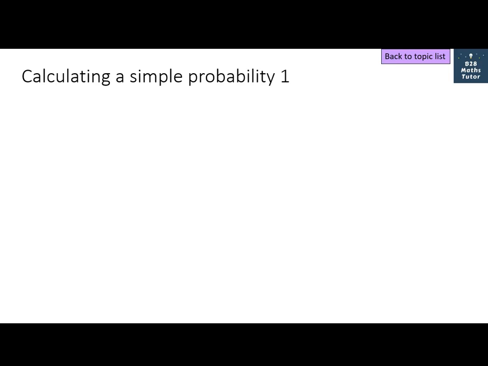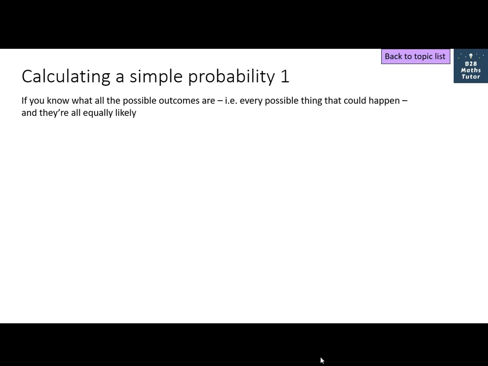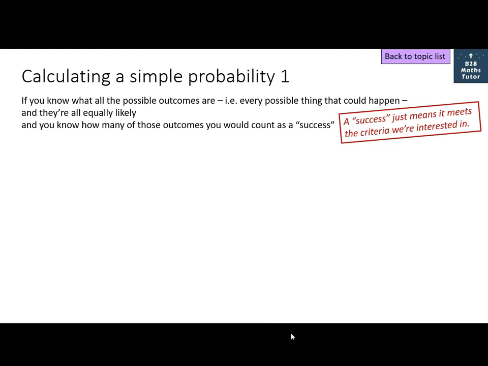In this video, we're looking at calculating basic probabilities. If you know what all the possible outcomes are, in other words, if you know every single possible thing that could happen, and they are all equally likely, no one of them is more likely than any of the others, and you know how many of those outcomes you count as a success. And when we say success, we just mean it meets the criteria we're interested in. It doesn't necessarily mean you've passed the exam. It just means it does what we're looking at.